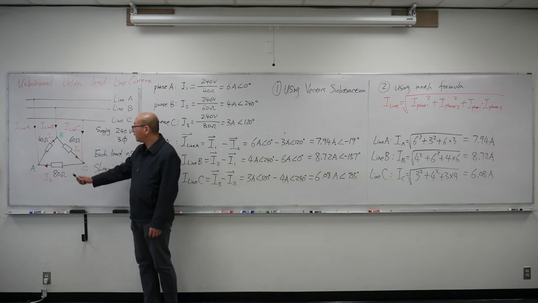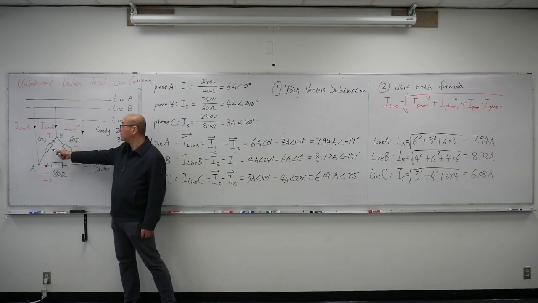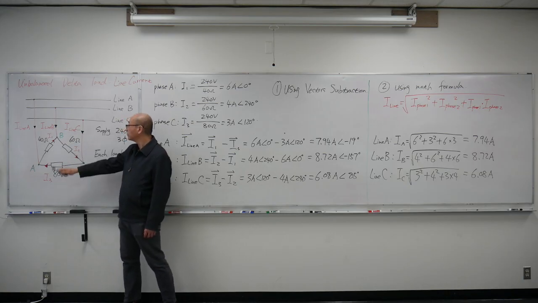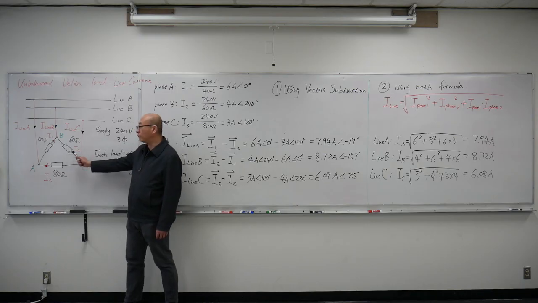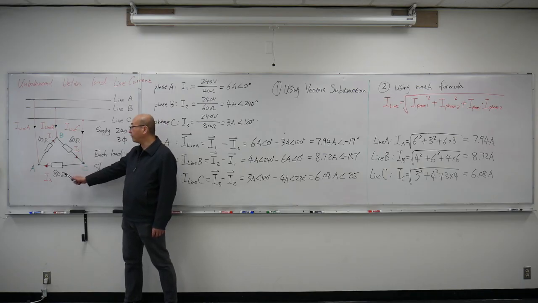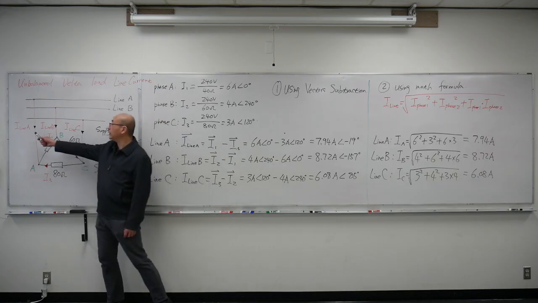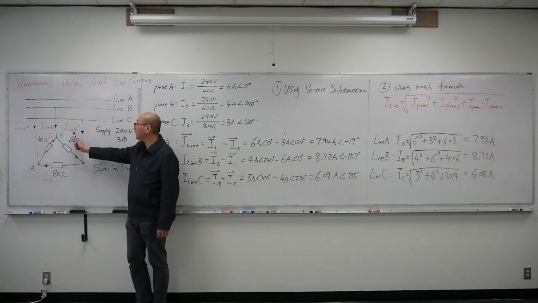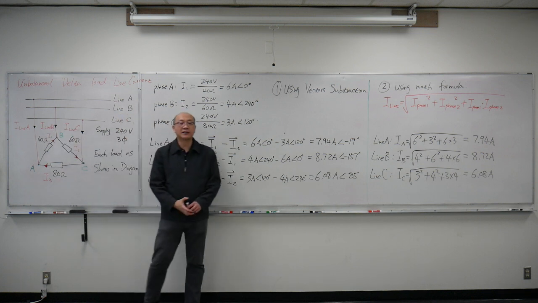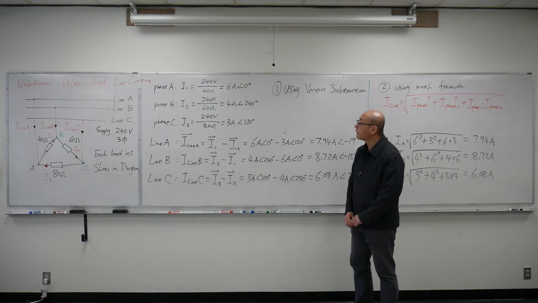The values I write down here: I1 is the phase current that goes through the 40 ohm. I2 is the phase current that goes through the 60 ohm. I3 is the phase current that goes through the 80 ohm. Now I have 3 line currents here: line current A, line current B, and line current C. This time we're going to calculate those 3 line currents.